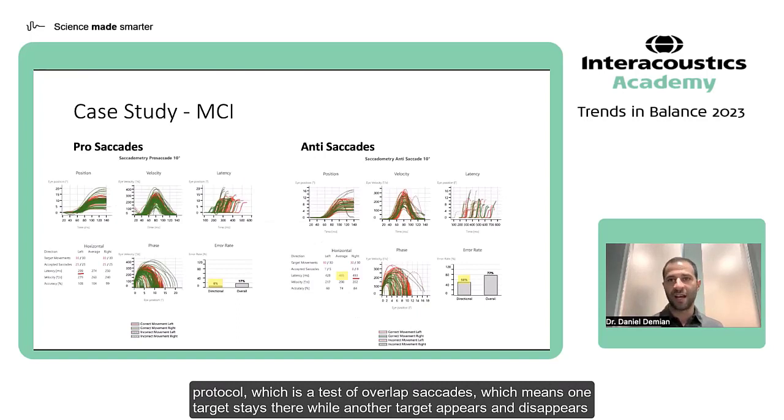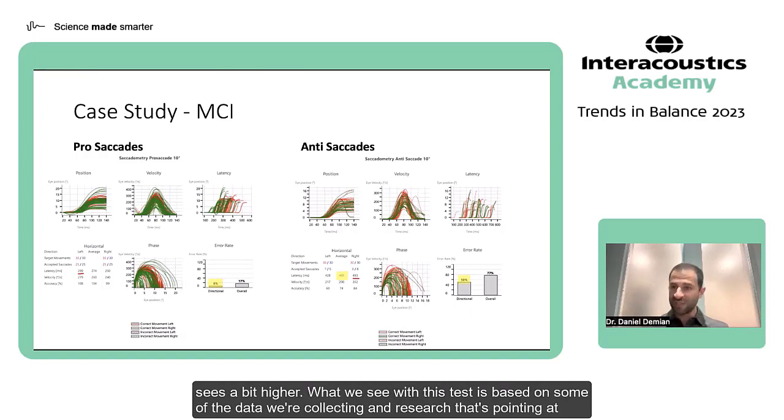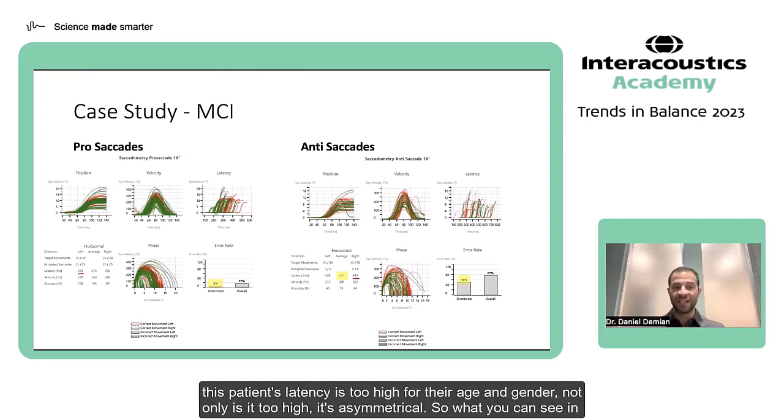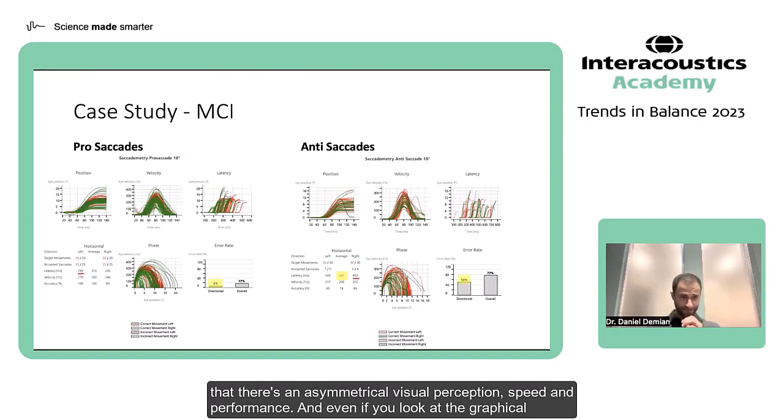Now, this takes us to prosaccades, which is a test of overlap saccades, which means one target stays there while another target appears and disappears on either side. Now, what the research tells us is that is an increased cognitive or executive function demand, and usually the latency is a bit higher. And what we see with this test, based on some of the data we're collecting in research, is that this patient's latency is too high for their age and gender. Not only is it too high, it's asymmetrical. So what you can see in the underlined red there is that the left side is 299 milliseconds and the right side is 250. And what that's pointing to is that there's an asymmetrical visual perception, speed, and performance.